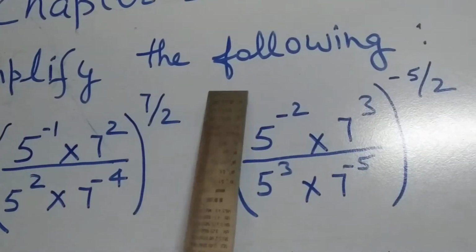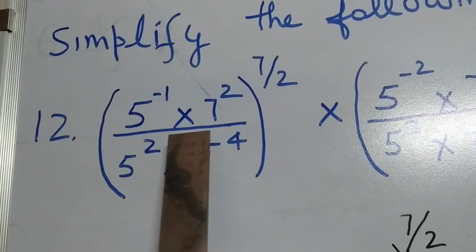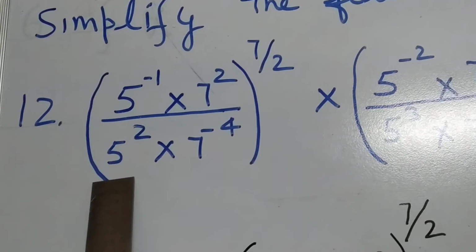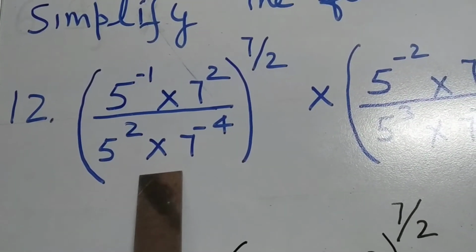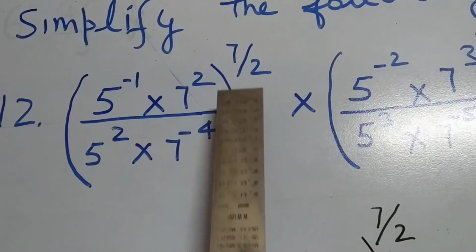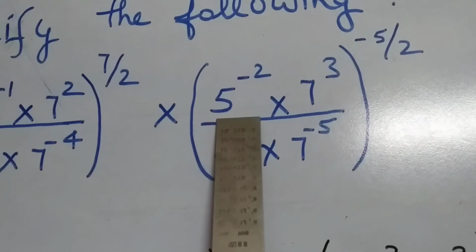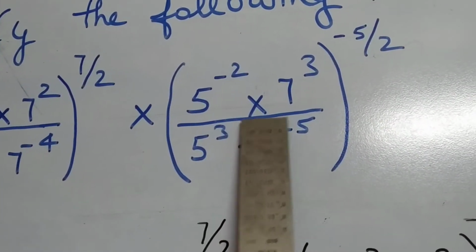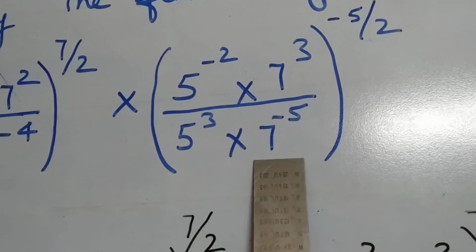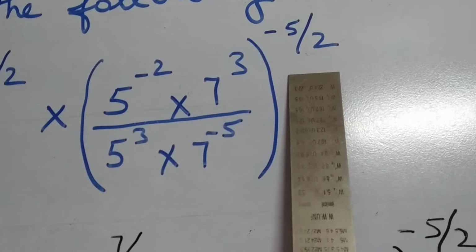Simplify the following: (5^-1 × 7^2 / 5^2 × 7^-4)^(7/2) × (5^-2 × 7^3 / 5^3 × 7^-5)^(-5/2).